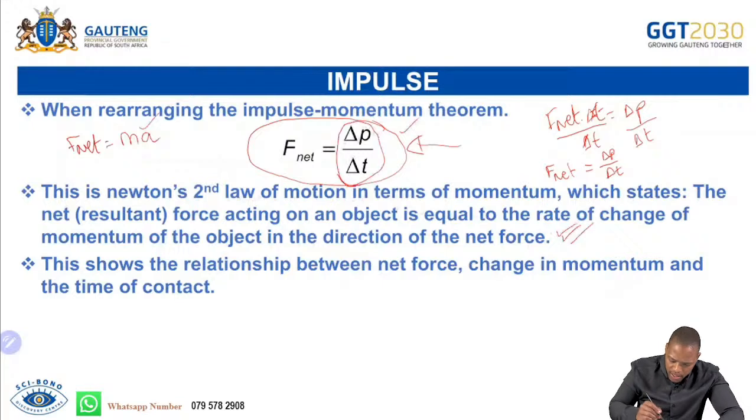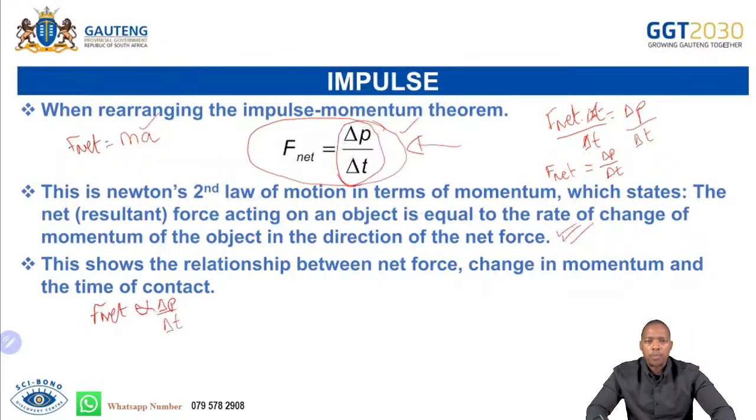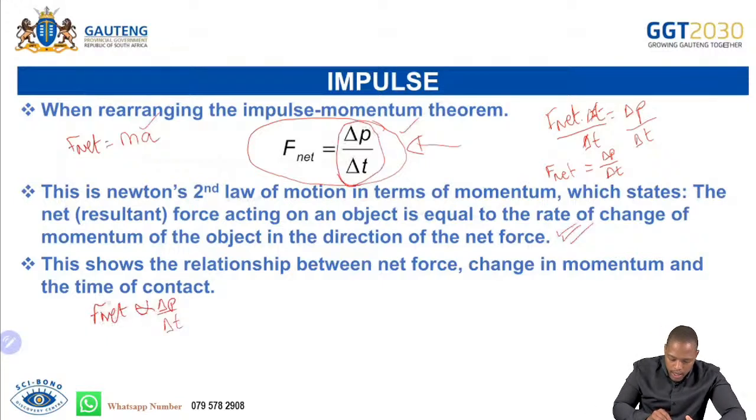If we say F net is equal to delta P over delta T, or proportional, I'll put it as proportional because now I'm talking relationship, it's proportional to the rate of change of the momentum, right? So what we are saying here clearly shows that these two are inversely proportional to one another, the net force and the time.